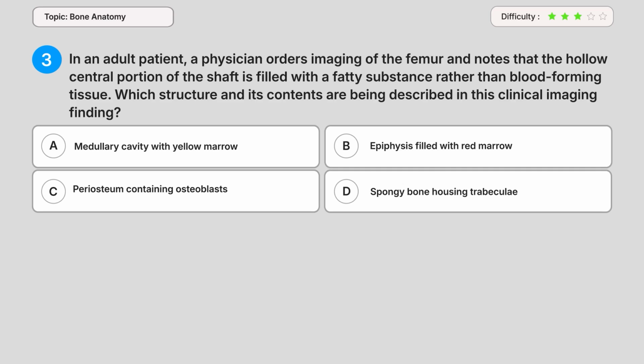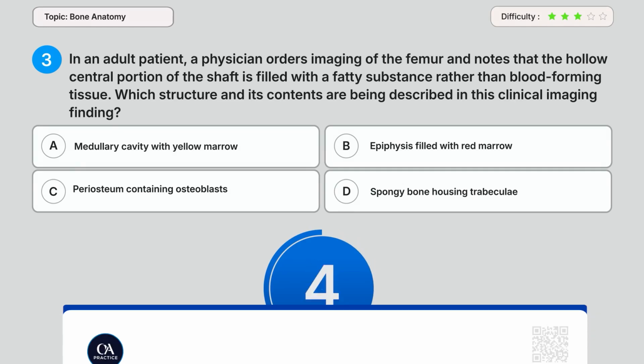A. Medullary cavity with yellow marrow. B. Epiphysis filled with red marrow. C. Periosteum containing osteoblasts. D. Spongy bone housing trabeculae. What do you think is the answer?